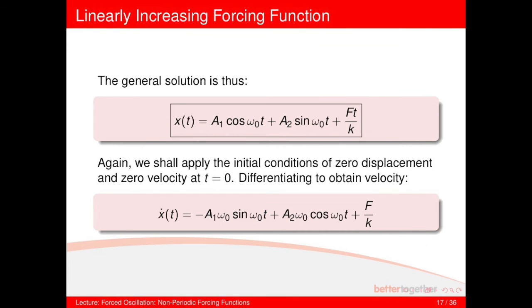We then add that to our general solution. So there's our complementary function, again the standard form, plus F t upon k. That's the general solution. What are A1 and A2? Well, let's work them out. Differentiate with respect to time and stick in t equals 0. So there's the solution, and here's the velocity.